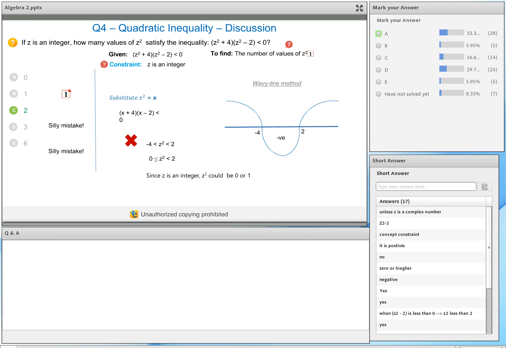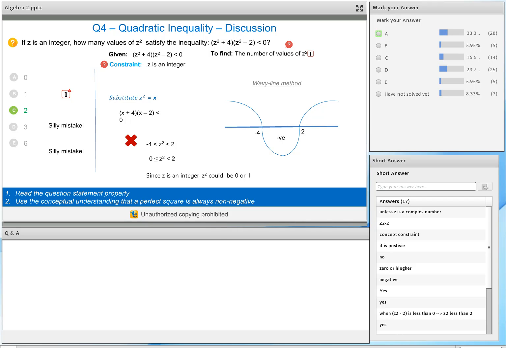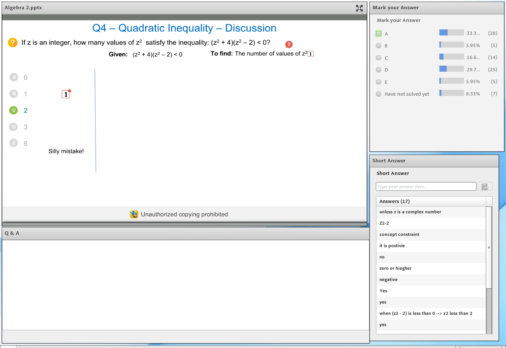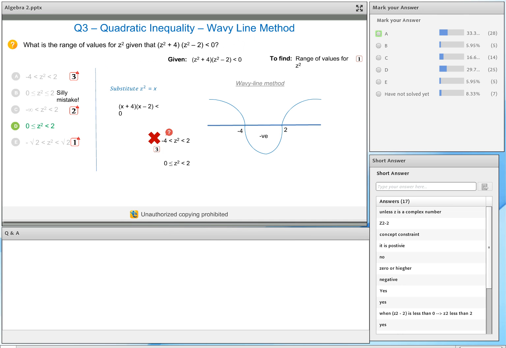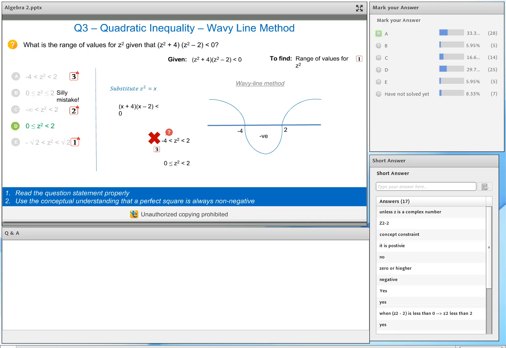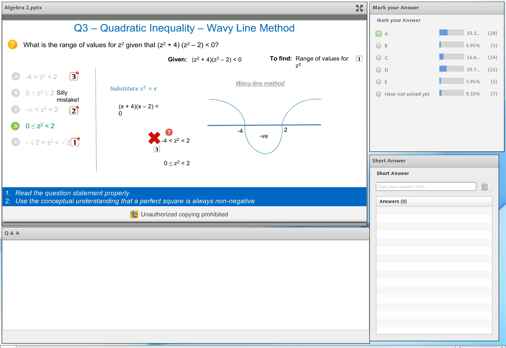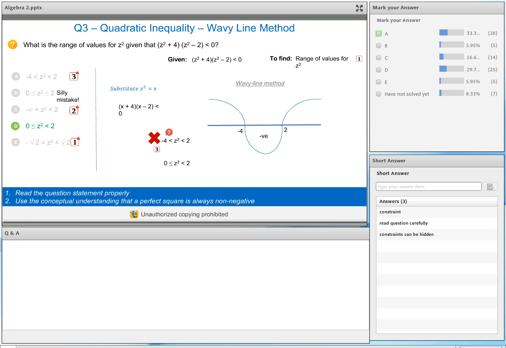Okay, let me go through question number 4 now. But first, before I go to question number 4, tell me, what did you learn from question number 3? Read the question carefully. Constraints can be hidden. Absolutely. So there are two kinds of constraints. One is the constraint that's given explicitly in the question statement. The other is the conceptual constraint. So a given constraint and a conceptual constraint.